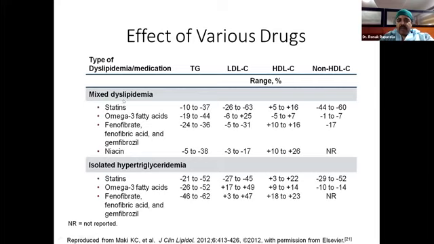How will drugs affect it? Statin will reduce your triglyceride level by 10 to 37. This is an absolute value. Omega-3 fatty acid will reduce it by 19 to 44. Then there are fenofibric acid, gemfibrozil, and niacin. But in many trials we have seen by now that fenofibrate and niacin are not useful in terms of improving cardiovascular mortality or MACE rates.